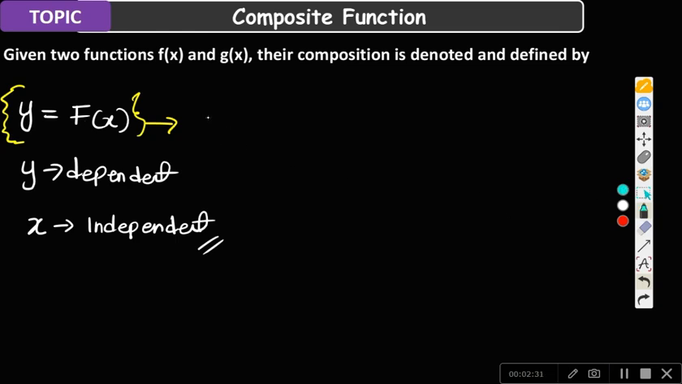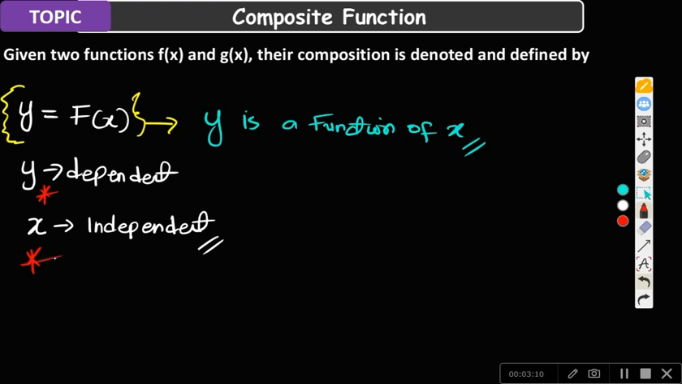It means y is a function of x. Now, when we say y is a function of x, what do we actually mean? It means that y depends on x. That is the meaning. Y depends on x, hence we say that y is a function of x. So we say in this case that y is the dependent variable, and x is the independent variable.